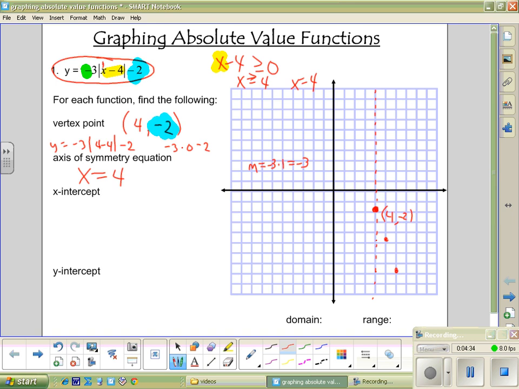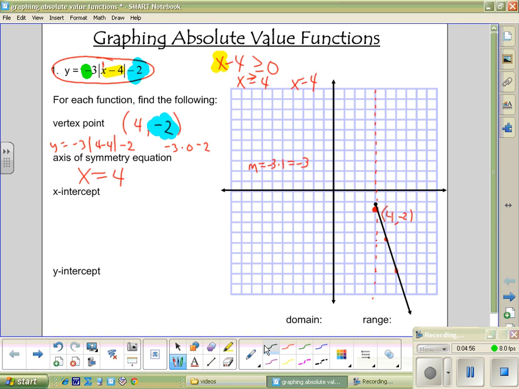If I connect it, what I end up having at this particular time is half of my v. You're wondering, where's the other half going to be? Well, that's where the axis of symmetry comes in, where everything is going to be reflected over that axis of symmetry, which is x equals 4. So you notice how we went down 1, 2, 3 to the right 1?